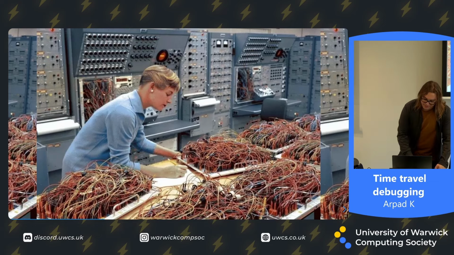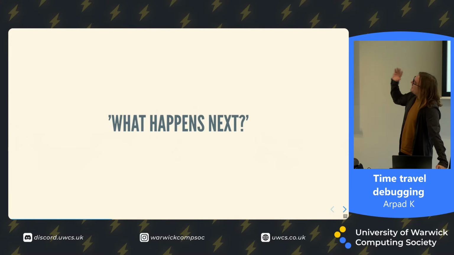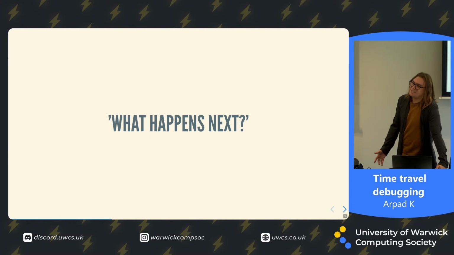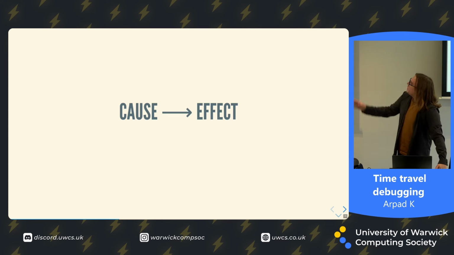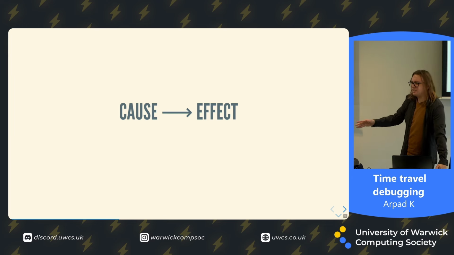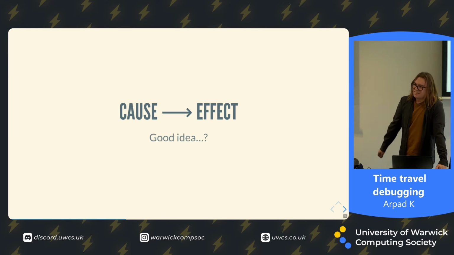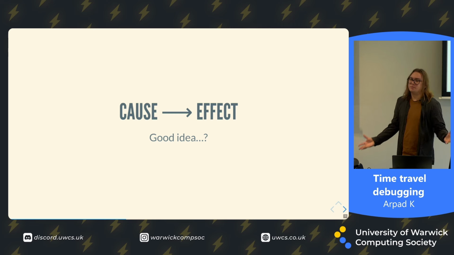I would end programming. So you're just in this loop of asking, what happens next? What comes after this line? What value does this take next? So you're going from cause to effect. From cause to effect. Is that a good idea? Is that the problem that we were faced with?